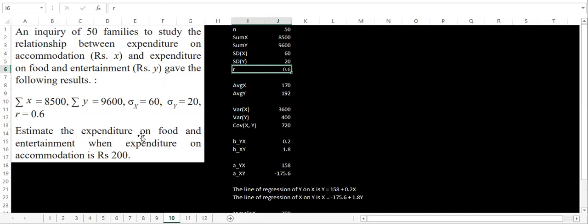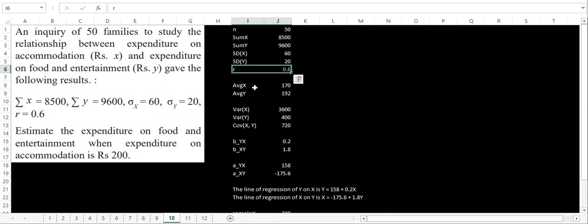So we are asked to estimate what is food and entertainment. Food and entertainment is represented by Y. So we are asked to estimate Y when expenditure on accommodation is 200, and accommodation is represented by X value. So when we are asked to actually estimate Y when X is 200, we need the regression of Y on X.